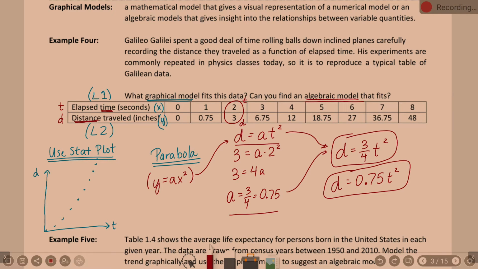So when we talk about modeling, this is one of the things we do. Being able to look at the graphic model is helping us to get the shape of the graph. In this case, we could identify it as a parabola. Being able to get the algebraic model is, okay, taking that information, writing an equation. We know a parabola is x squared. So then it's using that basic form to try and find our coefficient there. Okay?